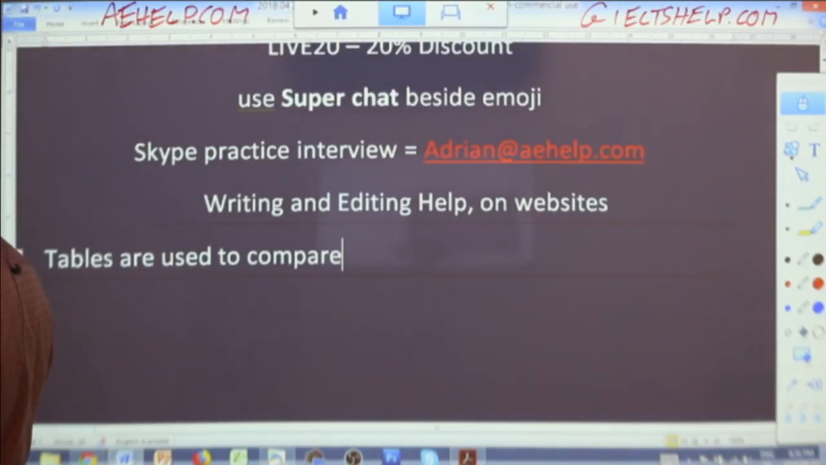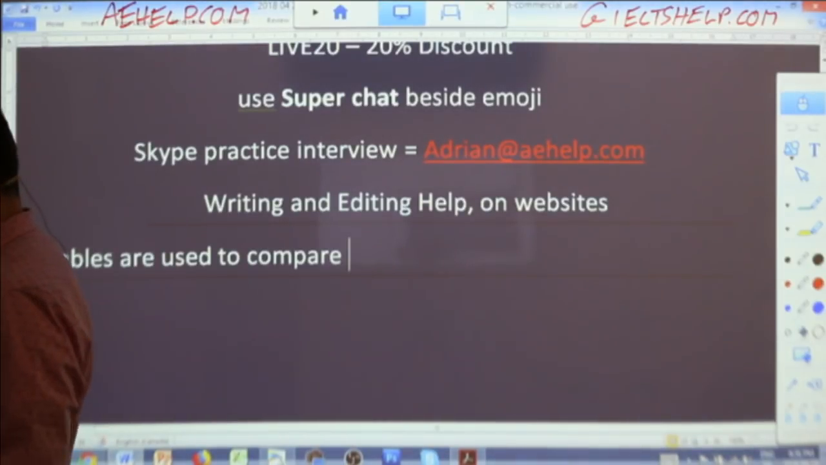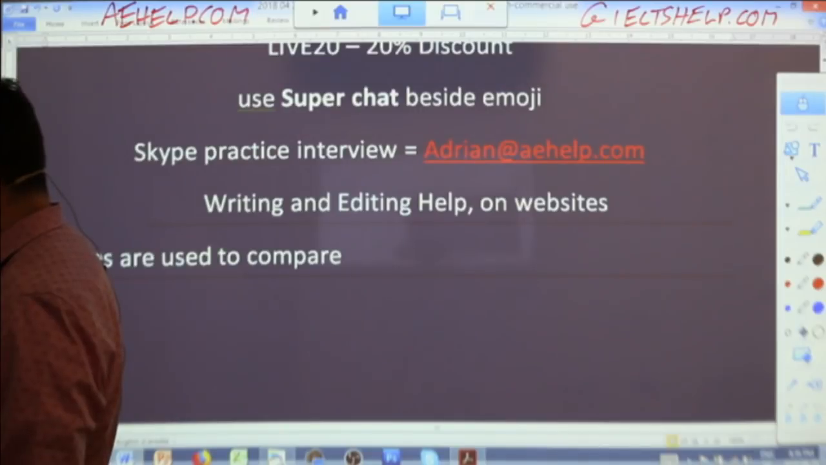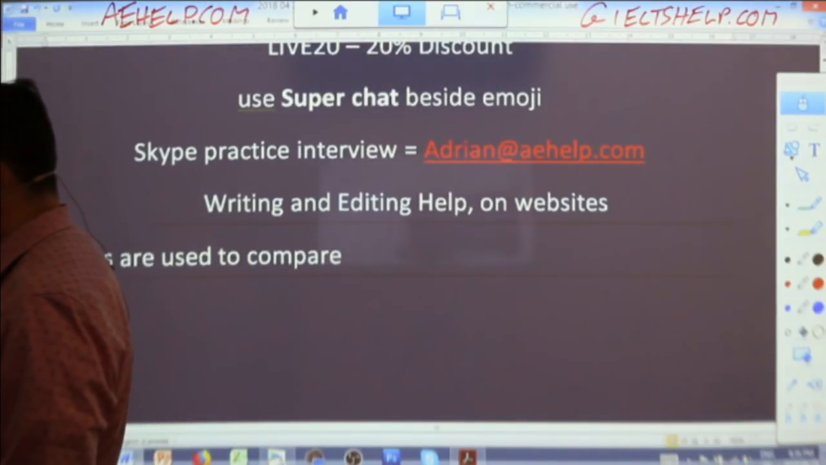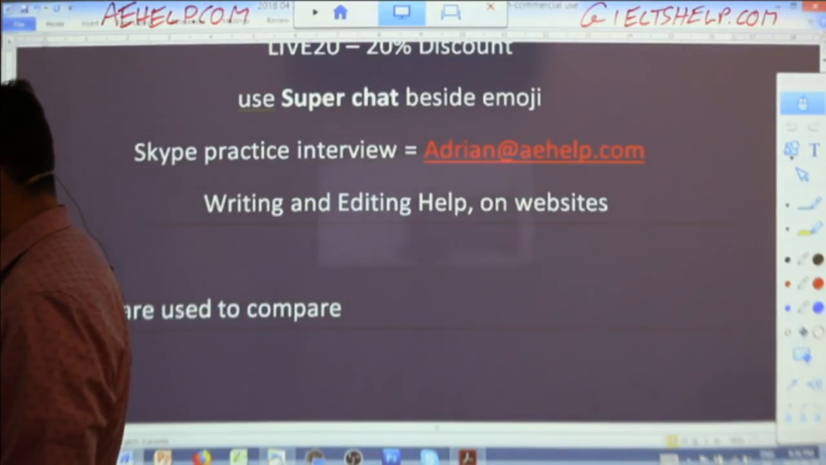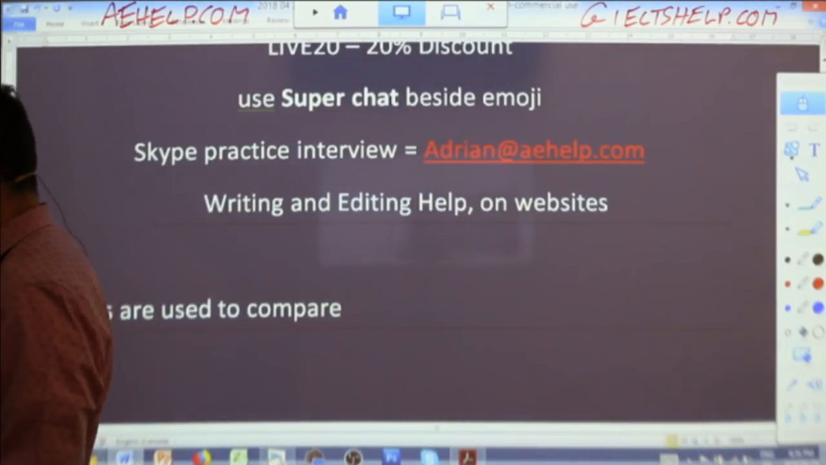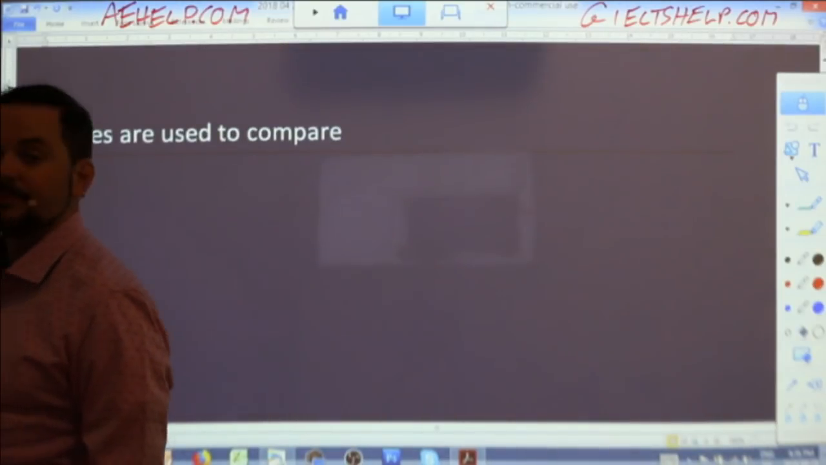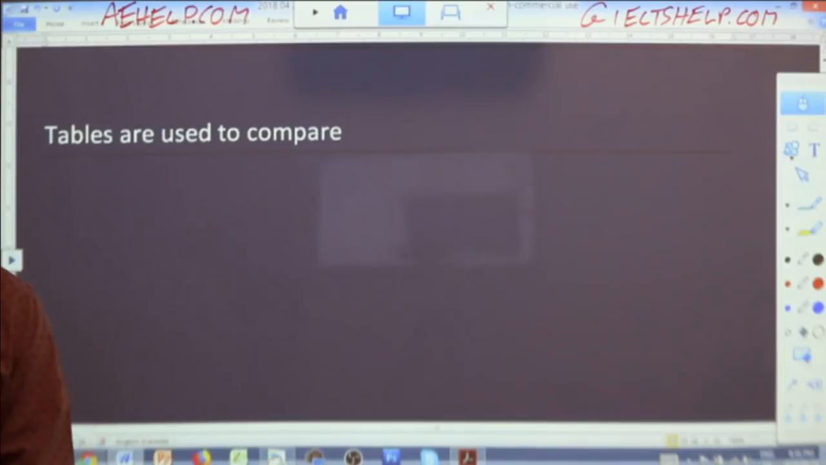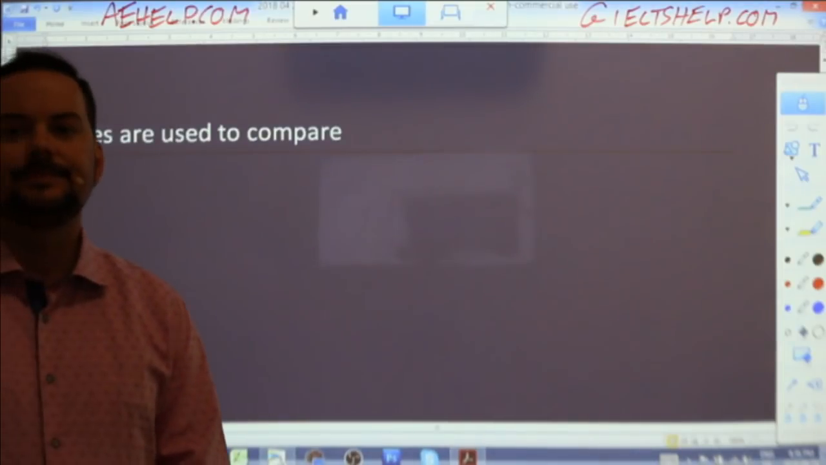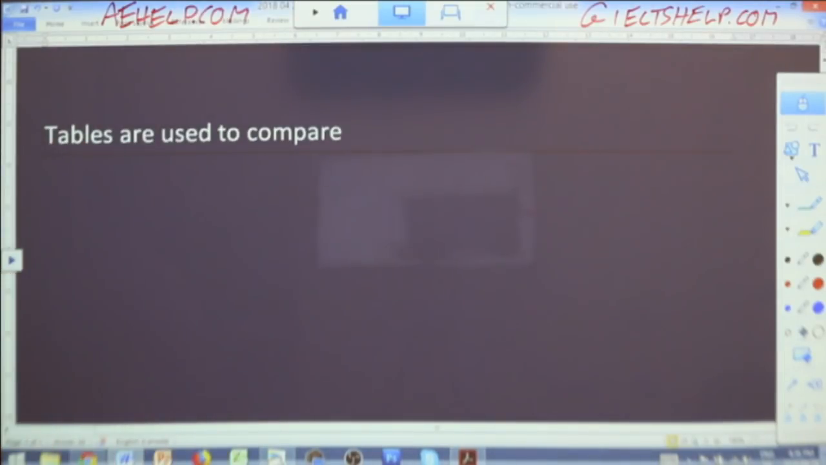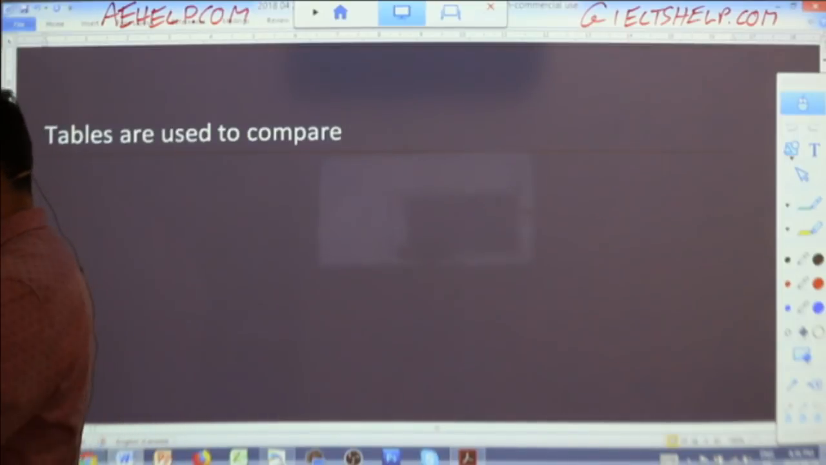Okay, so I'll help you out a little bit here. I'll start you off. So tables are used to compare what? Can anybody continue this for me? What are tables used for? Used to compare data. What kind of data?